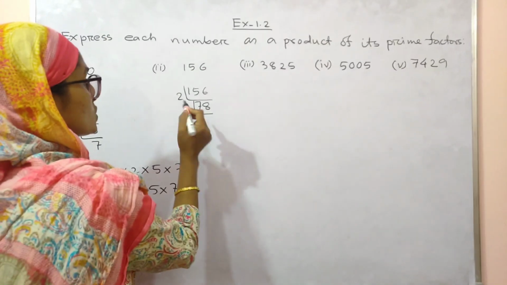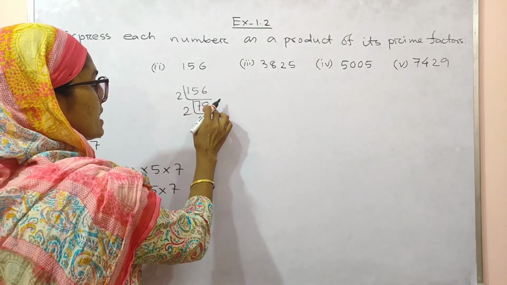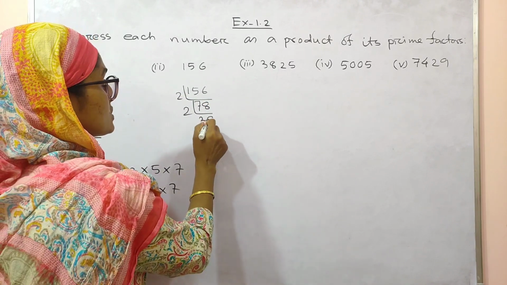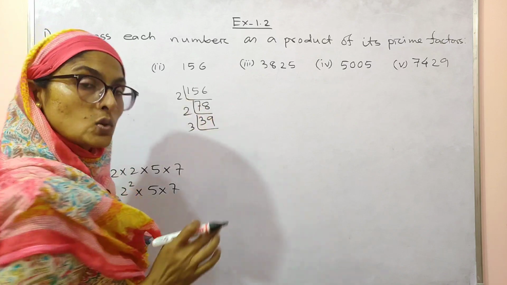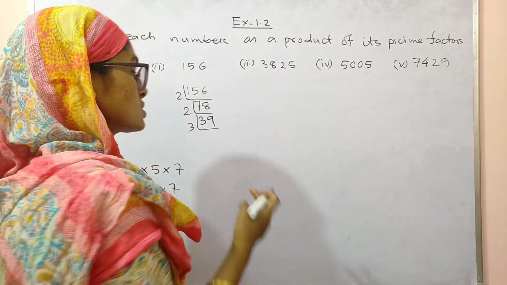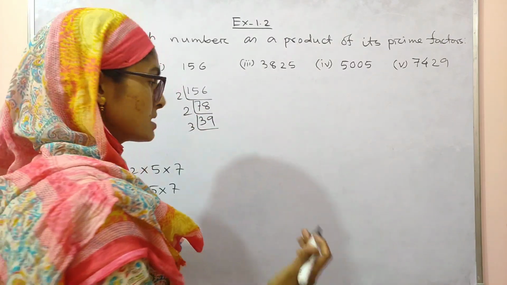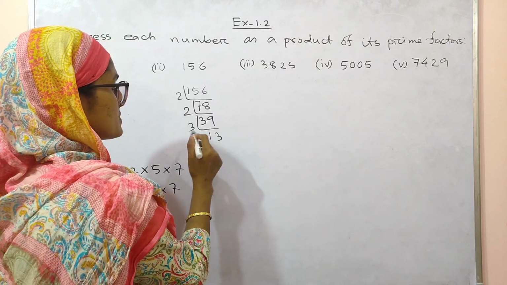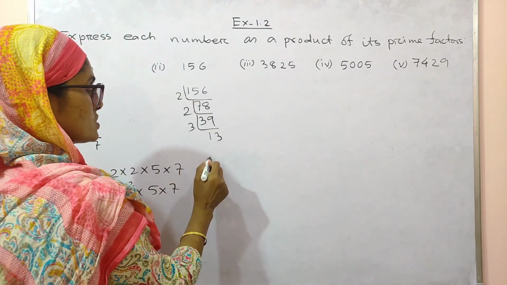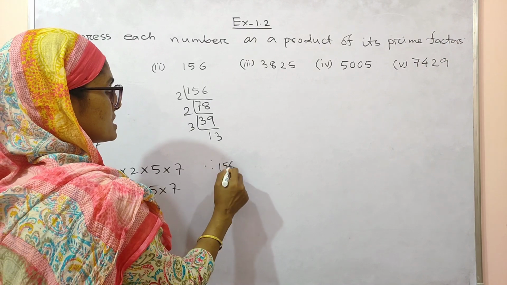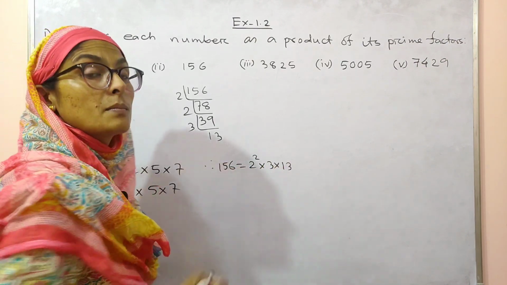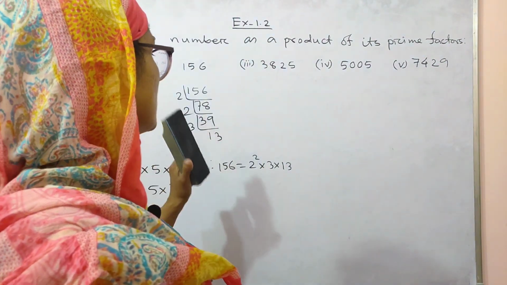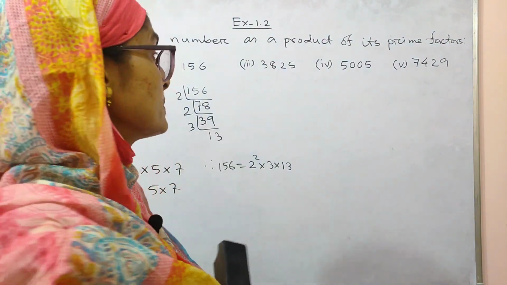So divide by 2. 2 3s are 6. Here 1 and 8, 18. 9 2s are 18. Divide by 3. 3 plus 9, 12. 12 is divisible by 3. So 39 is divisible by 3. 3 1s are 3, 3 13s are 39. So you can write 156 as 2 power 2 into 3 into 13. Product of prime numbers. So you can write 2 into 2 into 3 into 13.